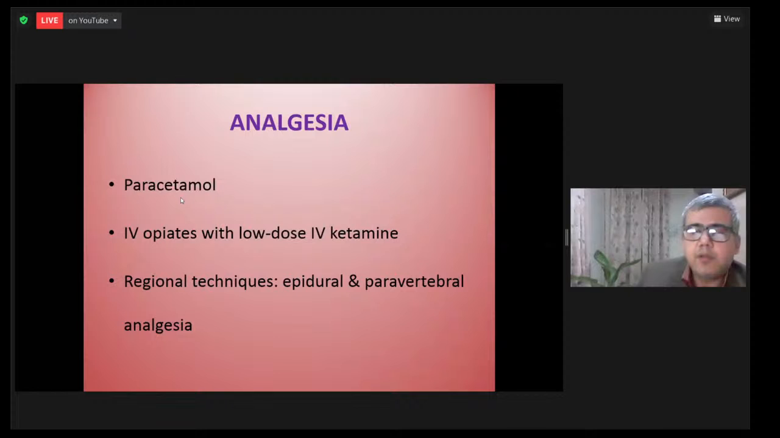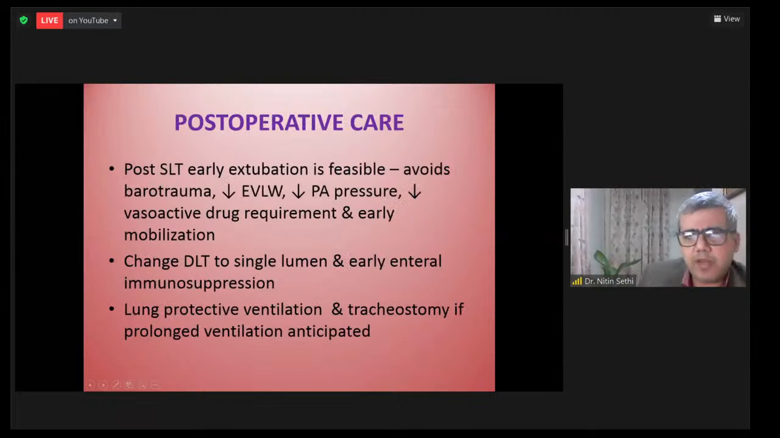Post-operative analgesia, various techniques have been used: non-opioid analgesics, IV PCA pumps with low-dose IV ketamine. Even regional techniques have been used in recipients, such as epidural and paravertebral analgesia.